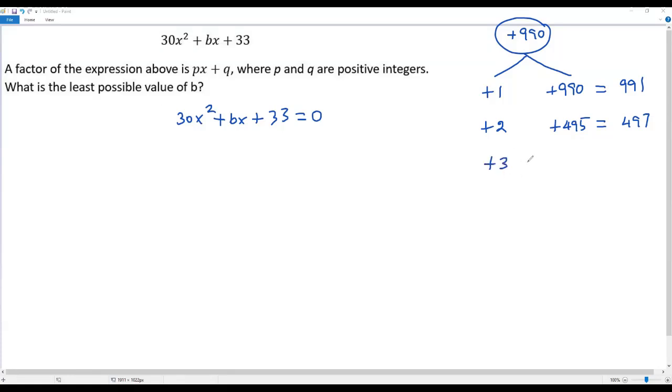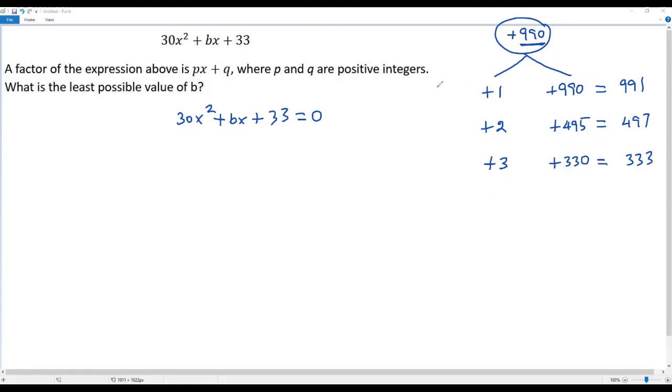If I take positive 3 as one of the factors, the other factor has to be positive 330. I just divided this 990 by this 3 so that I get the second factor. When I multiply positive 3 and positive 330, I'm getting positive 990. When I add positive 3 and positive 330, I'm getting 333 as the value of b. In this way, we can try the factors too.